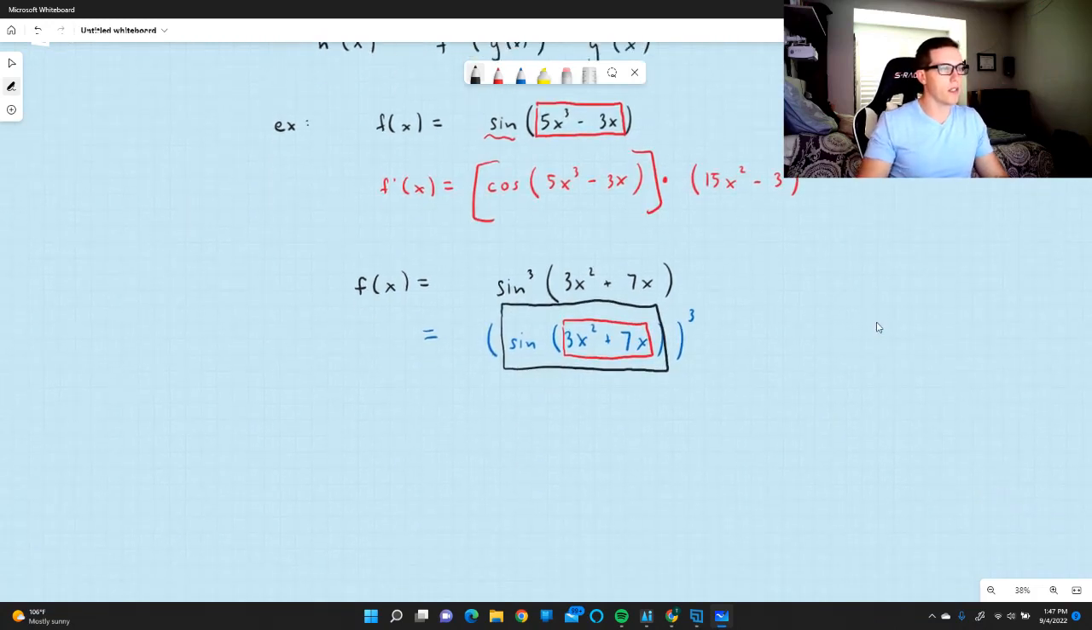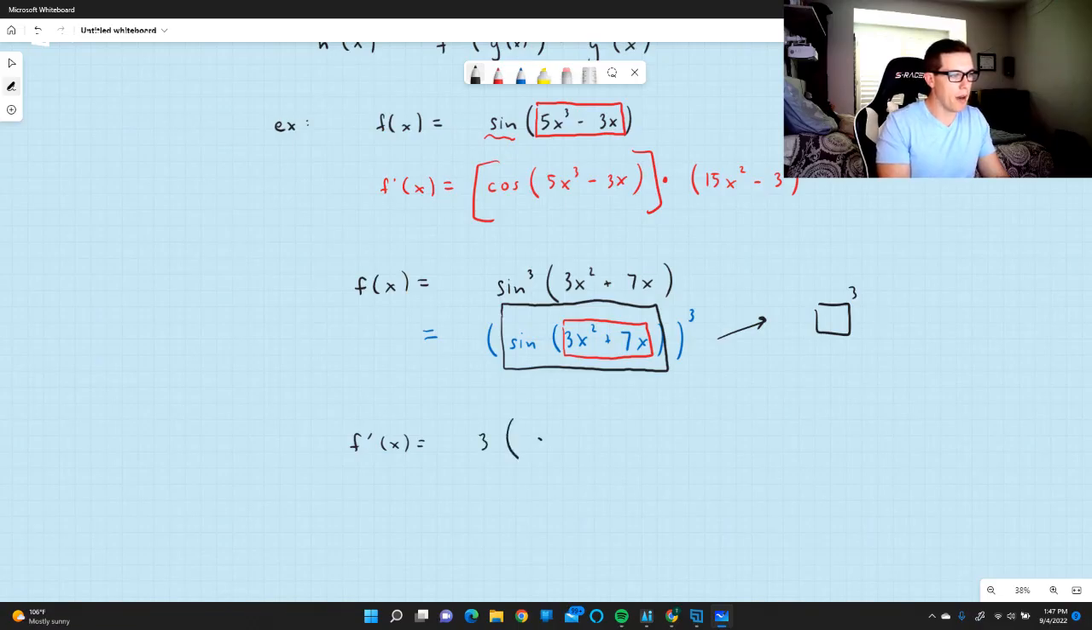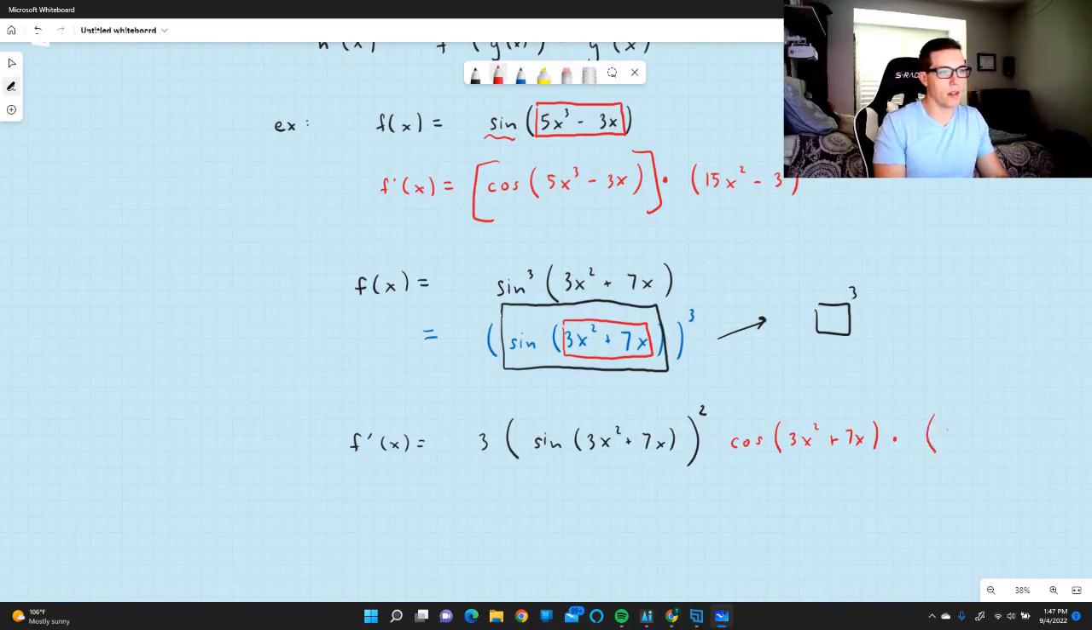So we will practice these throughout the year. But the derivative would be derivative of the outside first. So think of it like we have box cubed we're starting with. The derivative of box cubed is 3. That box stays the same. To the second power times the derivative of this black box. The derivative of the black box is the cosine of, and then you keep that inside box the same, times, and now you get to multiply by the derivative of the red box. So 6x plus 7. Okay.